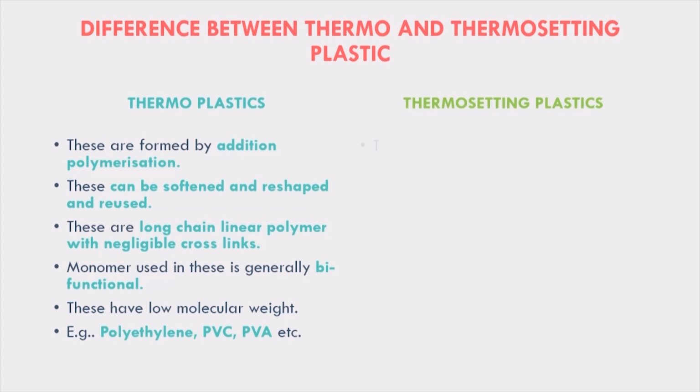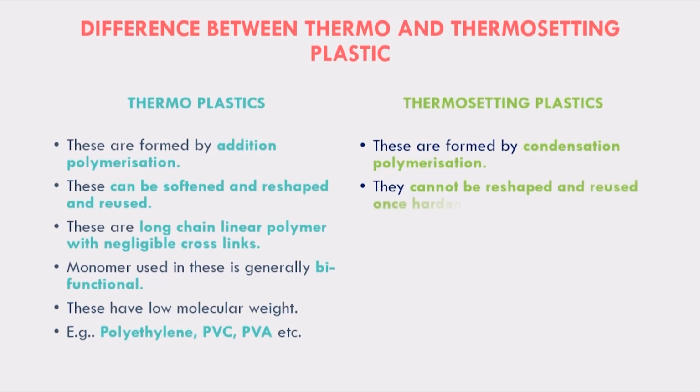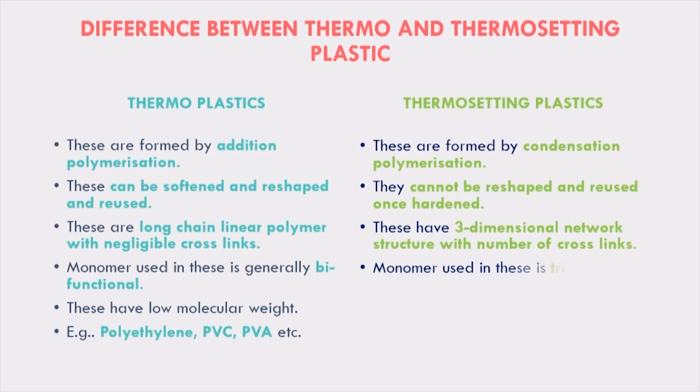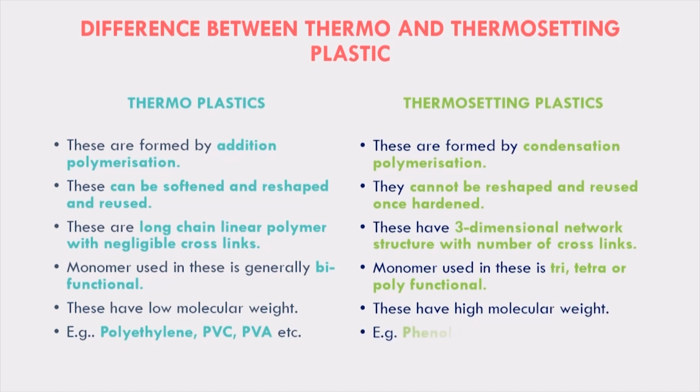Thermosetting plastics. These are formed by condensation polymerization. They cannot be reshaped, reused once hardened. These have three-dimensional network structure with number of crosslinks. Monomer used in this is tri, tetra or polyfunctional. These have high molecular weight. Example: phenol formaldehyde, urea-formaldehyde, etc.